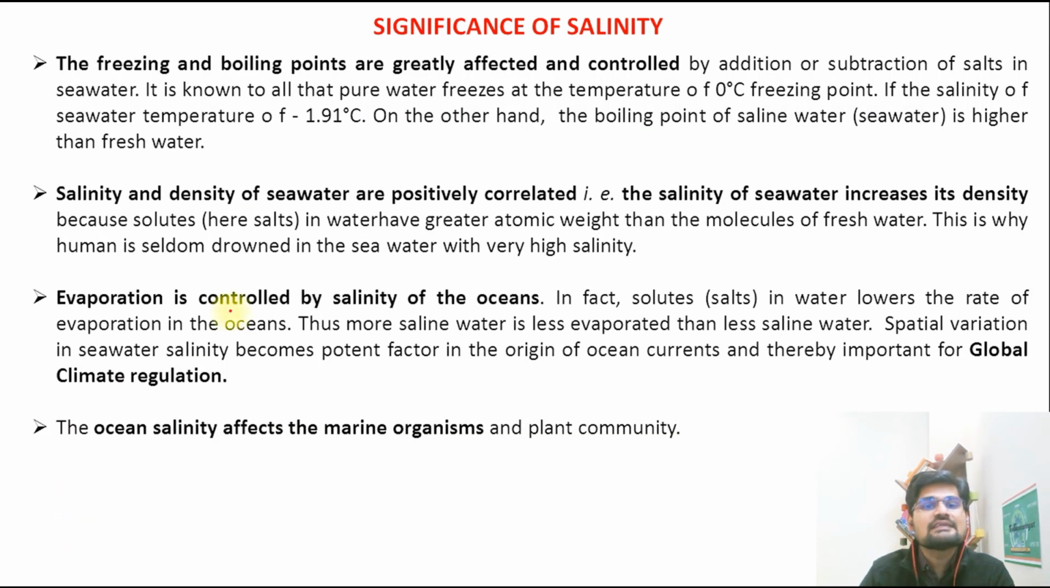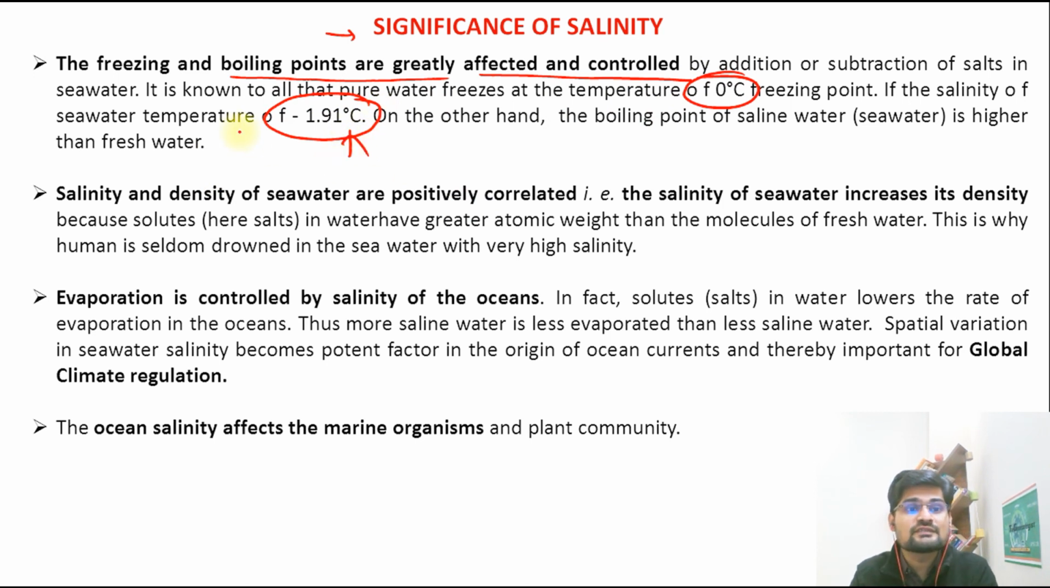Then we have the significance of salinity, and why salinity is important. The first point is that freezing and boiling points are greatly affected and controlled by the addition of salts. As we know, pure water freezes at 0 degrees, but if it is saline water, it is minus 1.91 degrees C. So the freezing point of seawater is lower, while the boiling point of the same saline water is higher than fresh water. This is important to remember.